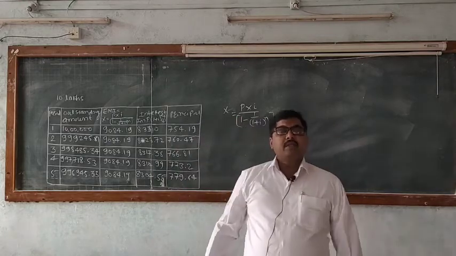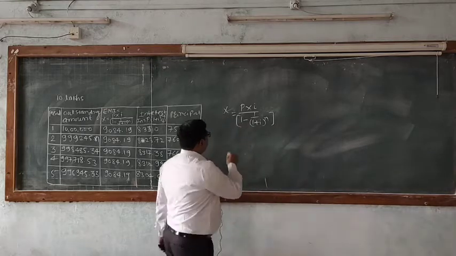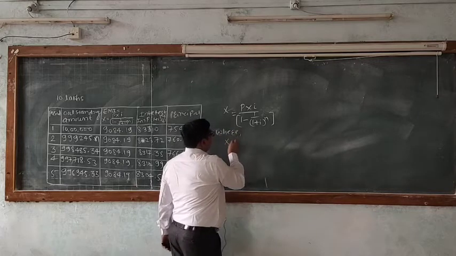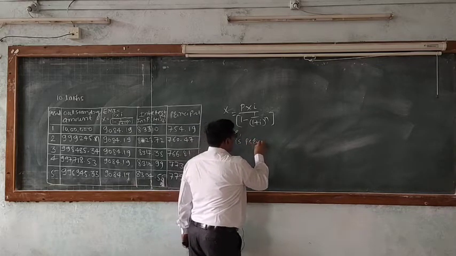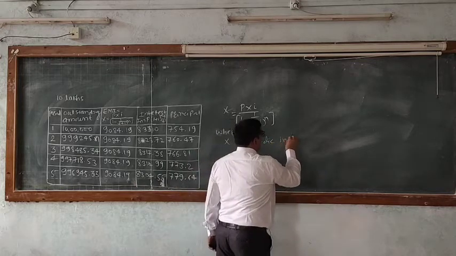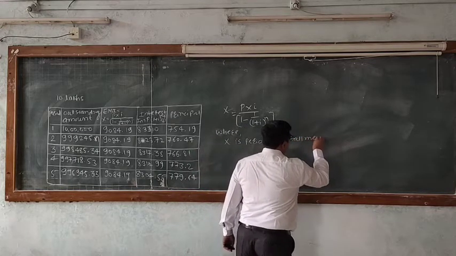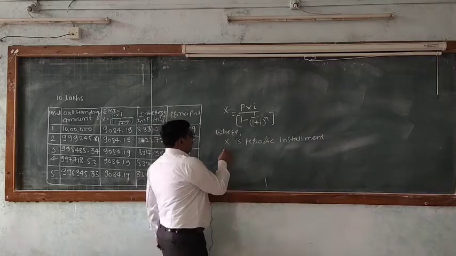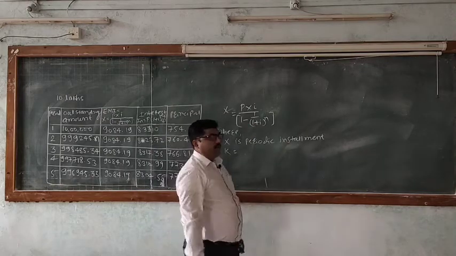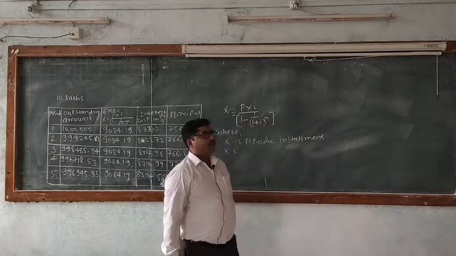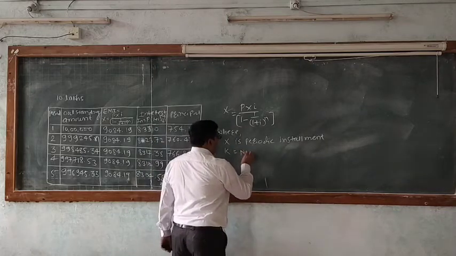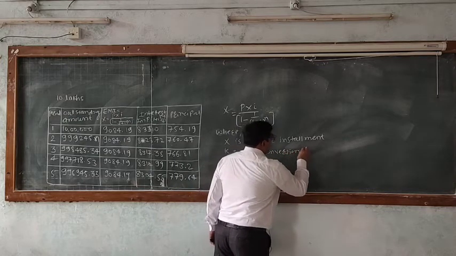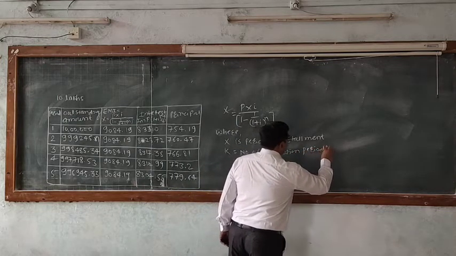Right. So what is X? X is the periodic installment. Right. And what is k? K comes in the I. Right. So k is the number of conversion periods in a year.